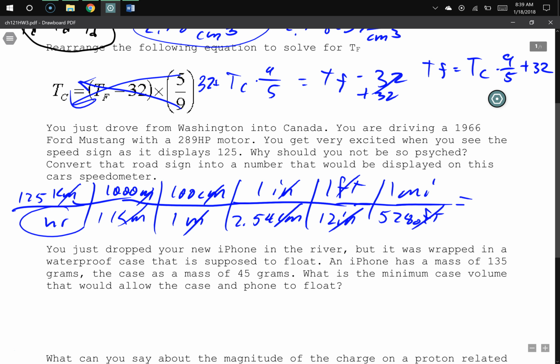And so the only units I have left are the hour that I started with and the mile that I just made. So we're looking at 125 times 1,000 times 100 divided by 2.54 divided by 12 and divided by 5,280. 77.7. And so since we had 3 sig figs here, I get 3 sig figs here, and then it'll be miles divided by hours.